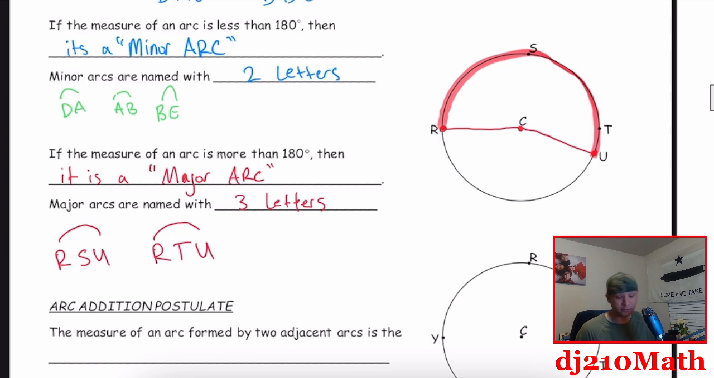Is a semicircle a major arc? That's the question. I don't know. It depends on who you ask, right? But just as long as you understand the difference between minor, major, and semi.